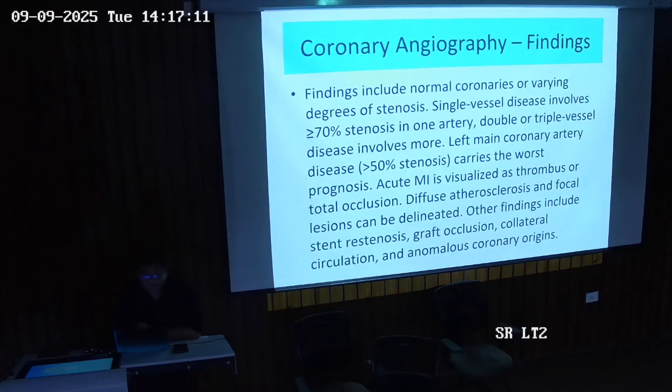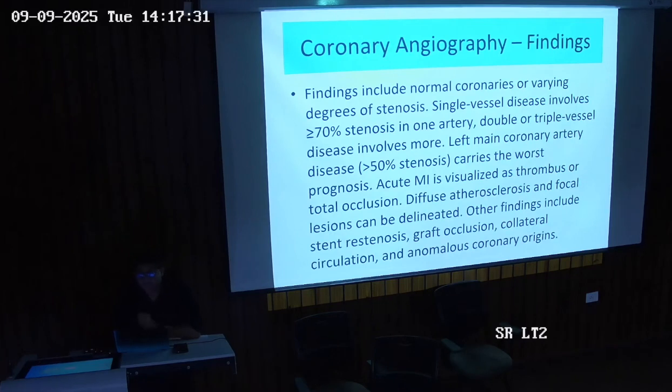Finding: with the aging process, there is atherosclerosis in the coronary arteries along with all the vessels in the body. So likewise in the coronary arteries there is atherosclerosis as age advances.